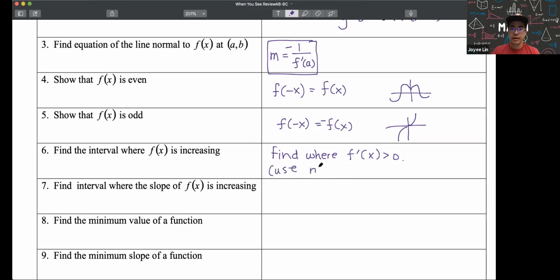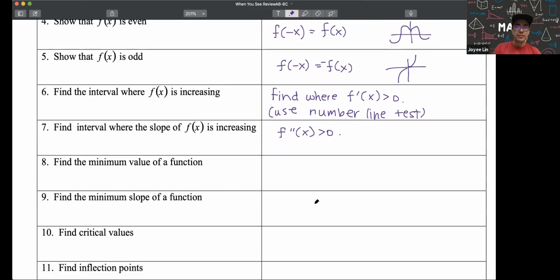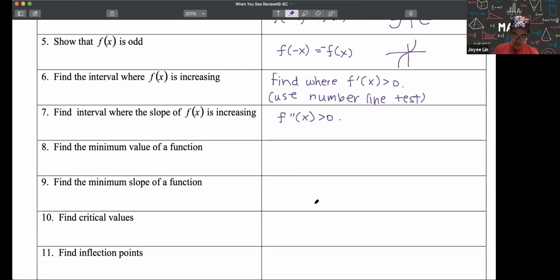Yes, and then for both of these, you can use a number line test, right? Remember the number line test is not justification, but it's there for your understanding, right? So we want to find where f double prime of x is greater than 0. Find the minimum value of a function. What are you supposed to do there? Number line test, negative, then positive.